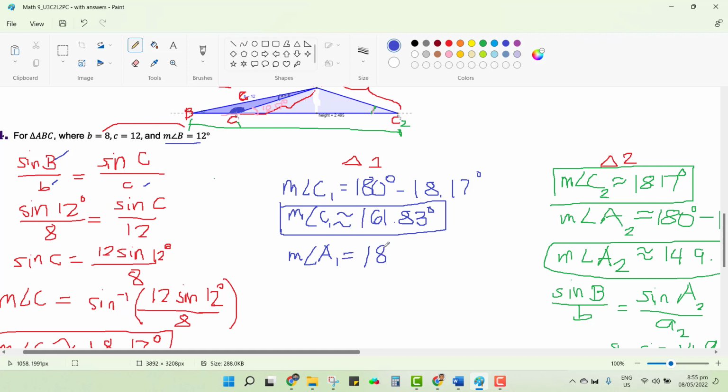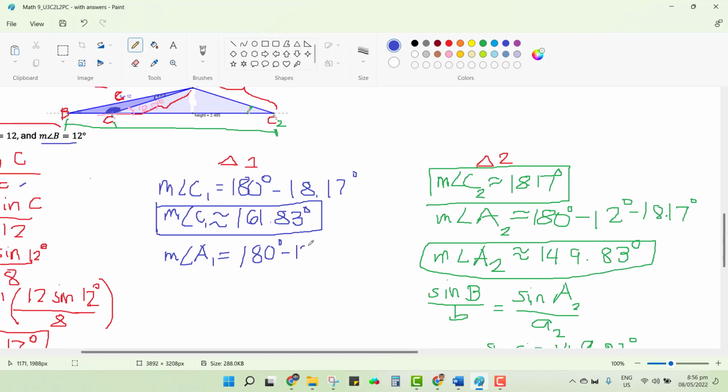So you have 180 degrees less the given, notice here, 12 degrees less 161.83, following the triangle angle sum theorem. By the way, I keep on repeating terminologies in geometry, trigonometry, and even some points in algebra because we need to apply everything that we have learned so far to understand these situations.